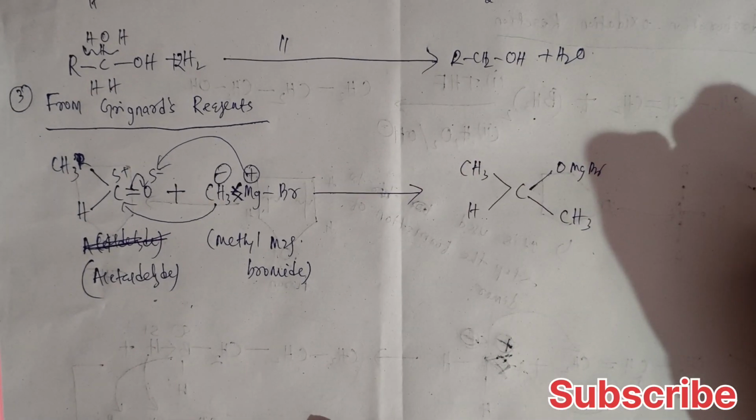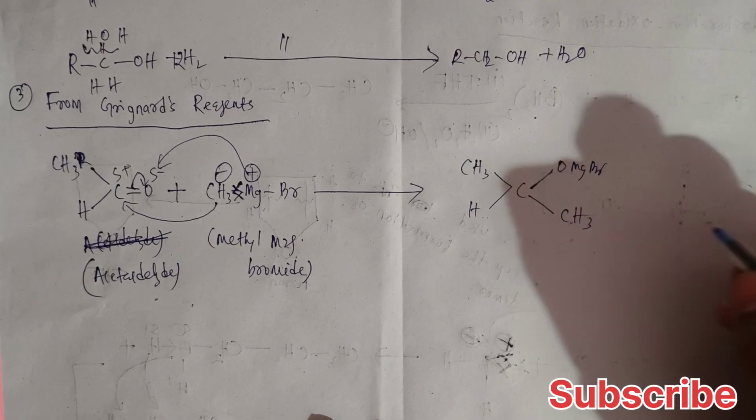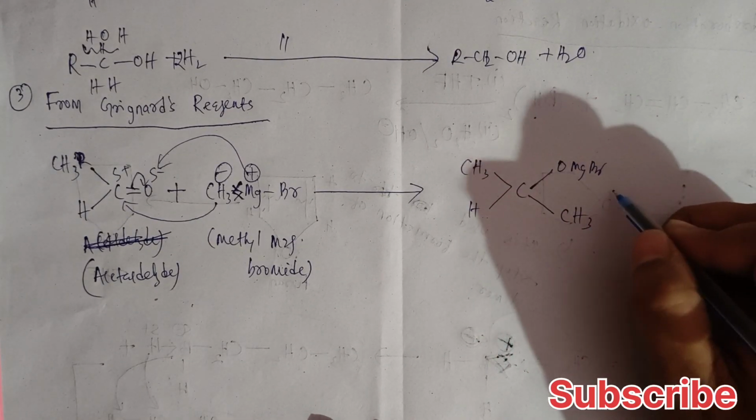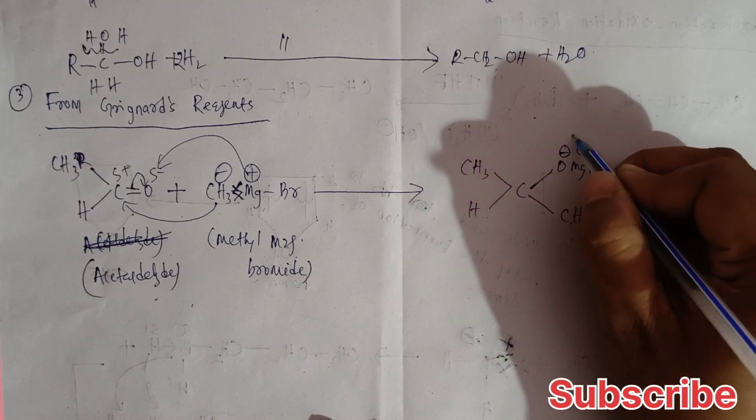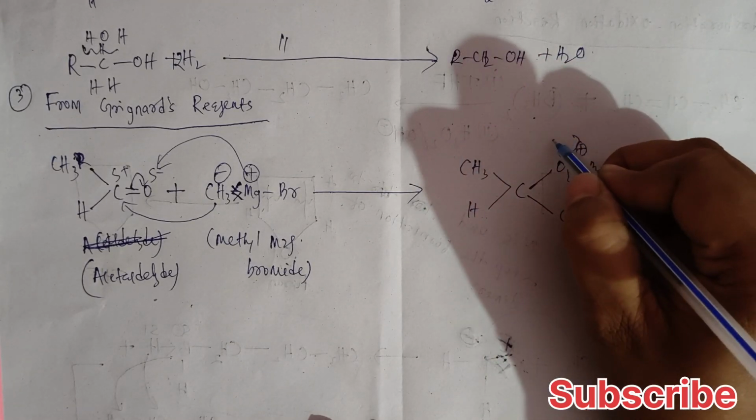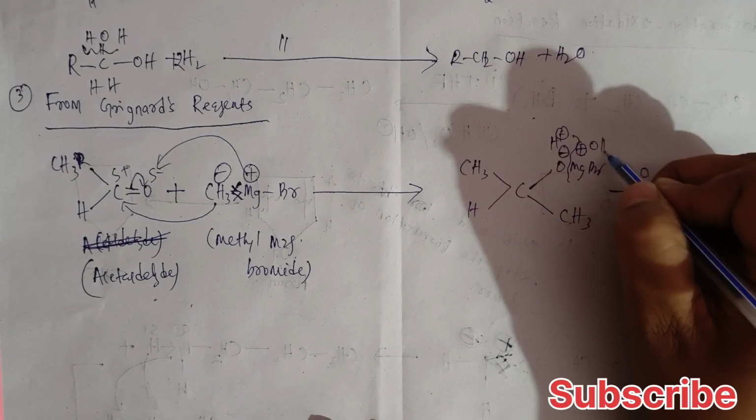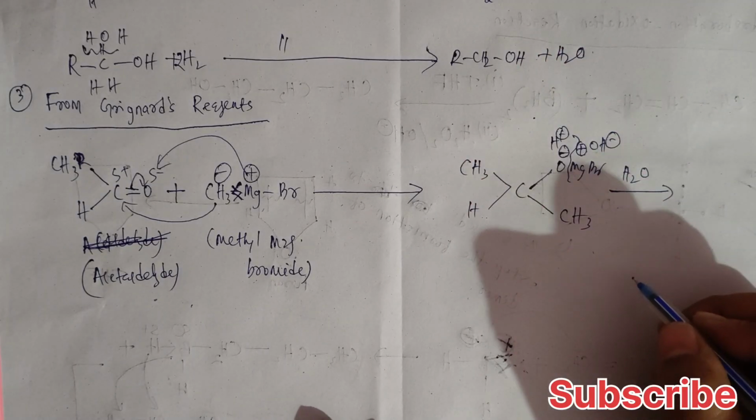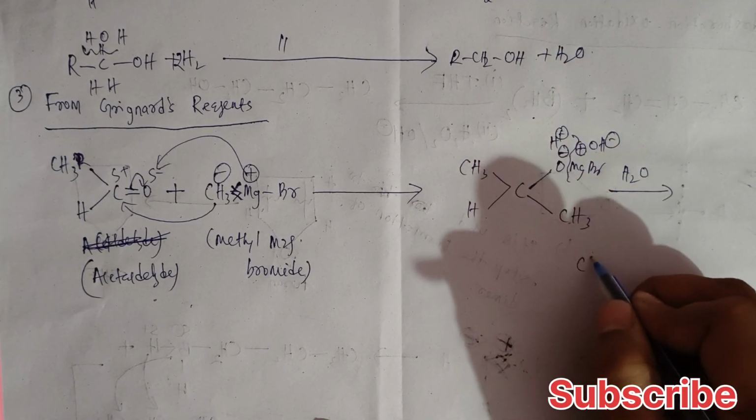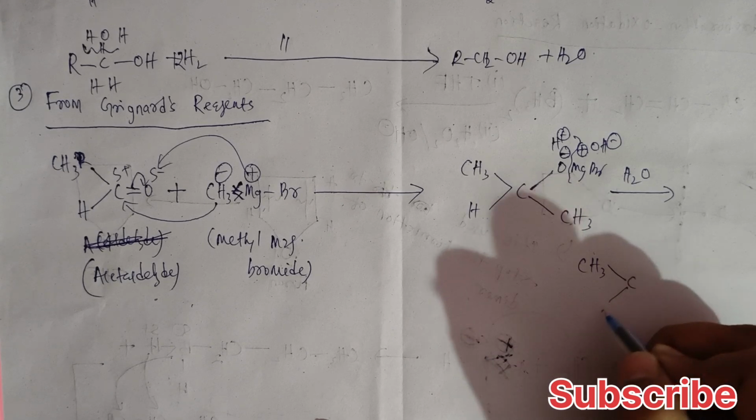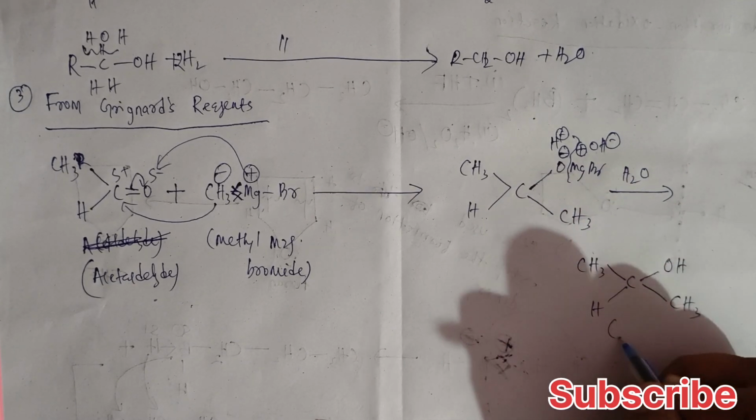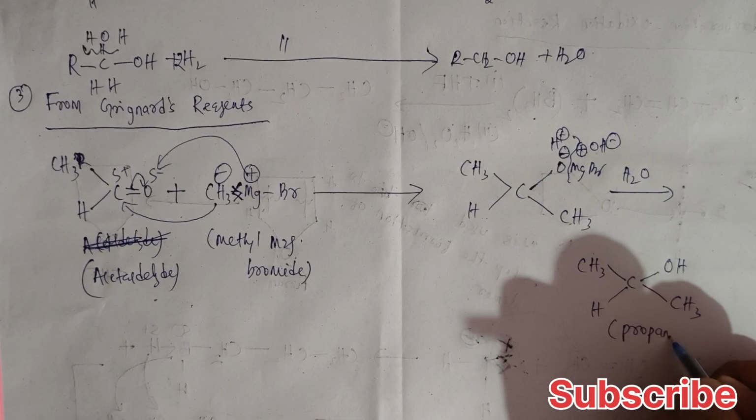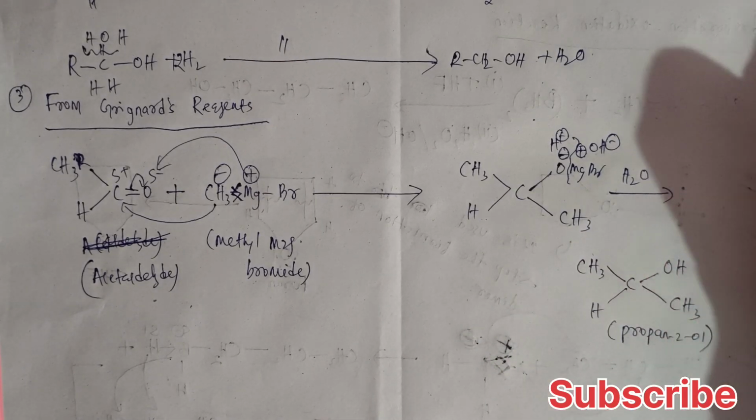What will happen in the next step? In the next step we add water. Water breaks and forms H plus and OH minus. Clear? So what will we get here? We will get CH3CH(OH)CH3. This is called propan-2-ol.